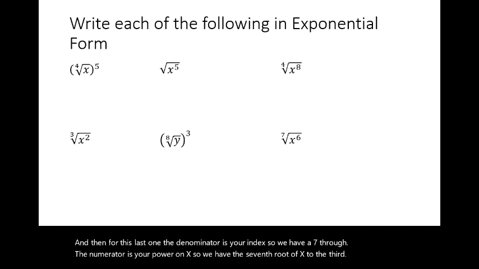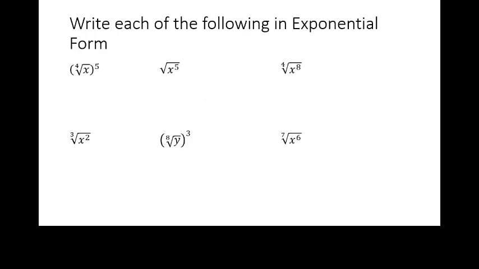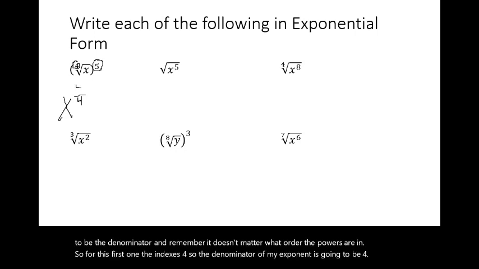Now, each of these are currently in radical form, and we are going to write them in exponential form. So the power that the variable is raised to is the numerator. The index is going to be the denominator. And remember, it doesn't matter what order the powers are in. So for this first one, the index is 4. So the denominator of my exponent is going to be 4. The power that we raise it to is going to be the numerator. So this can be rewritten as x to the power of 5/4.